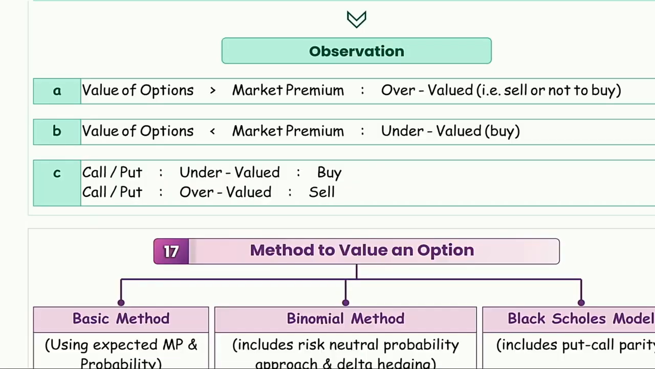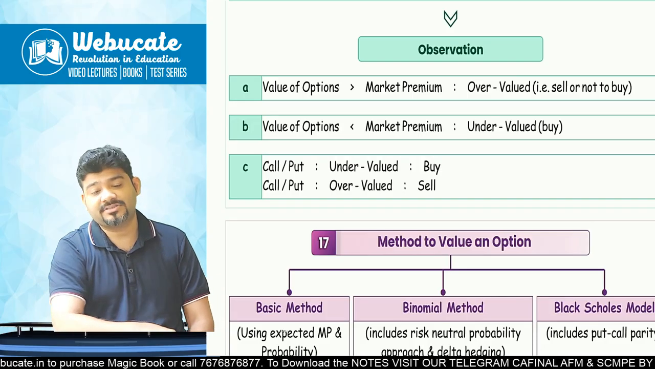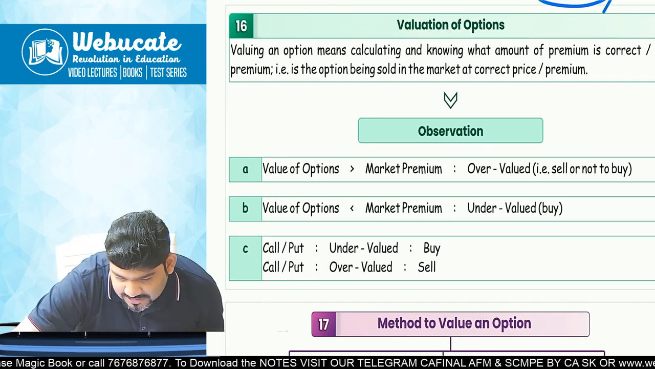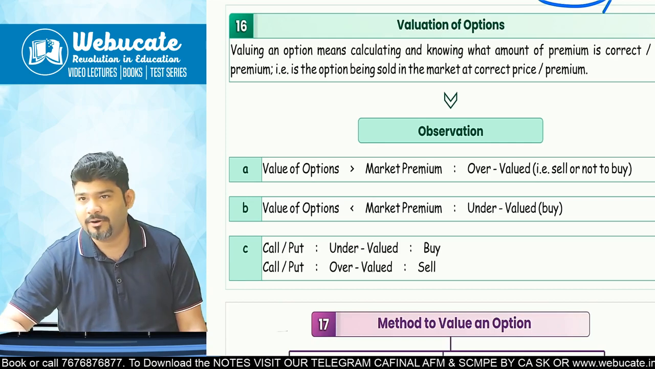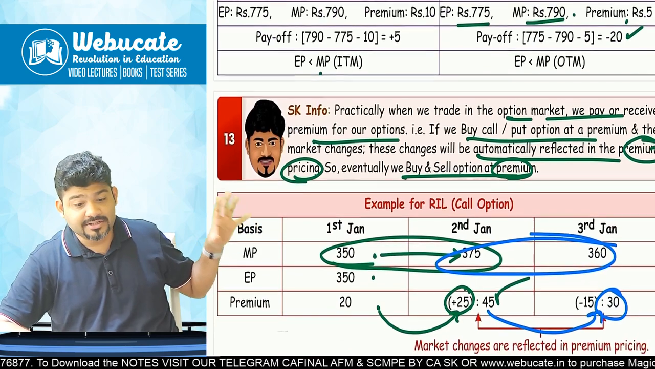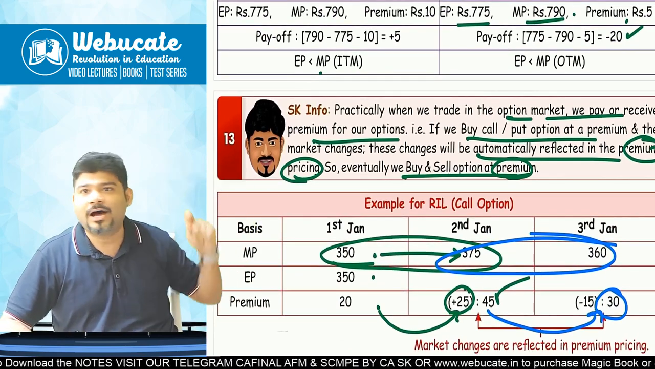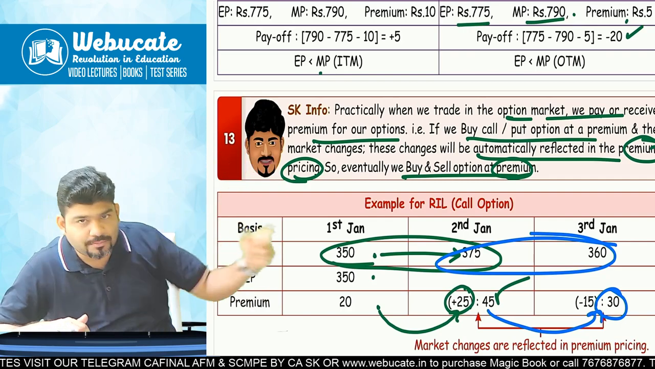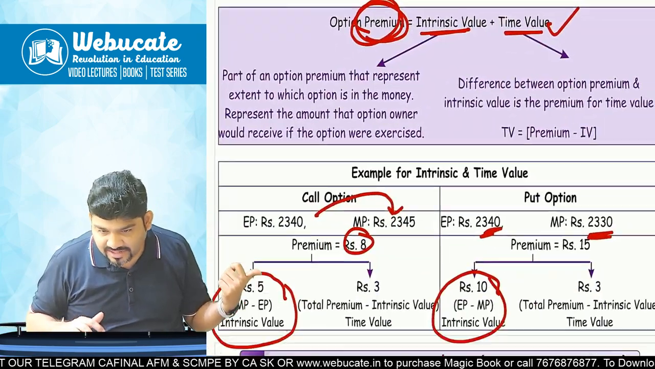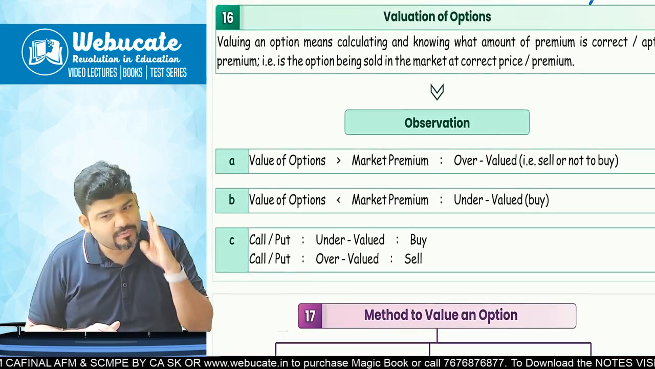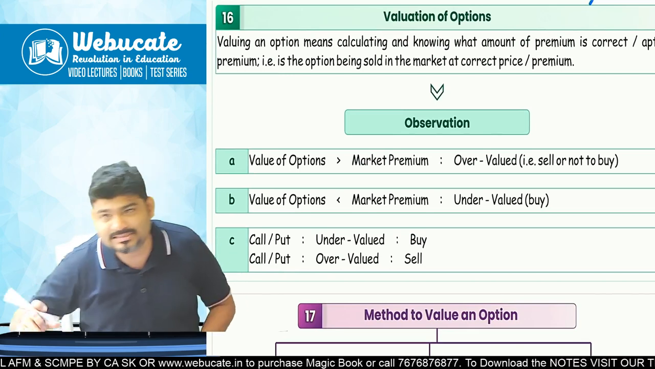Let's start. Next concept, as I told you all, is the concept of valuation. What is valuation of options? Valuation of options is deciding the premium amount. As you clearly observed in my example, it is the premium that moves up and down, and you are buying the premium, you are selling the premium. That's what gives you your profit or could be a loss as well. So the valuation of premium is very important, and that's what valuation of options is all about.